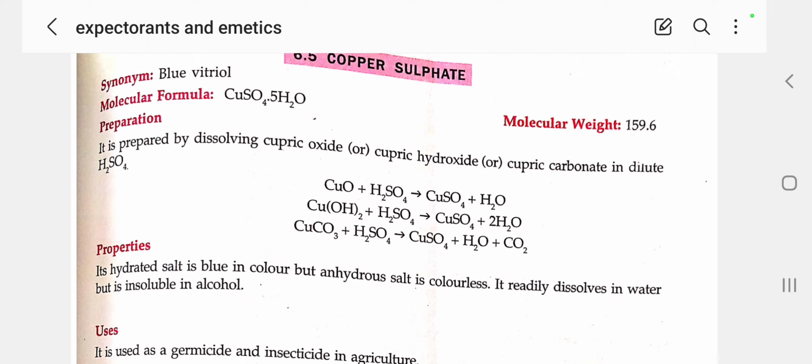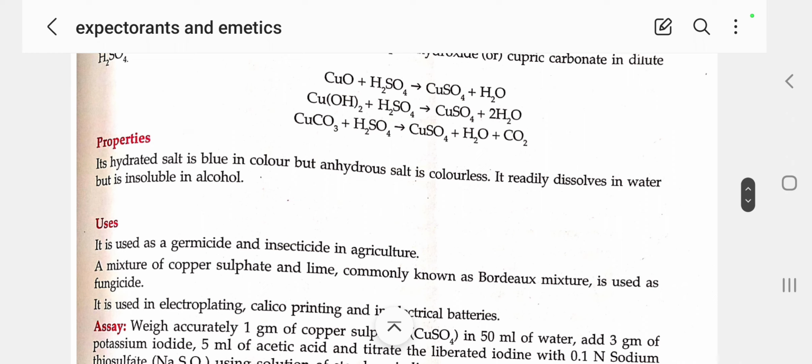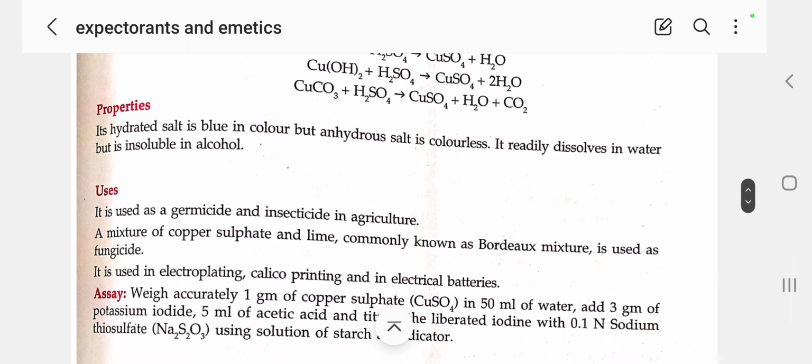Other than being used mainly as an emetic, copper sulfate readily dissolves and is also used as a germicide and insecticide in agriculture. A mixture of copper sulfate and lime, commonly known as Bordeaux mixture, is used as a fungicide. It is also used in electroplating, calico printing, and electrical batteries.